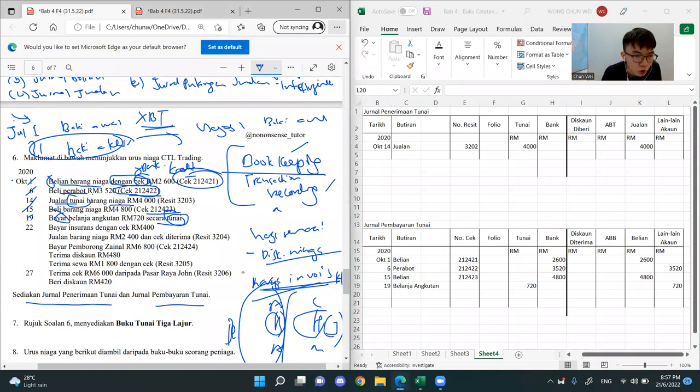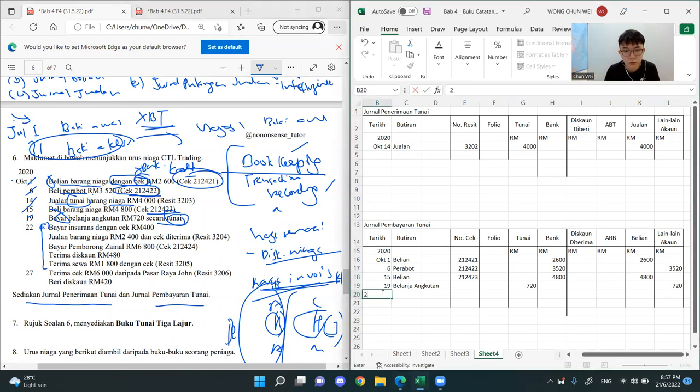Okay. In 22, there are a few urus niaga here. So we go one by one. Okay, let's look at A. So, bayar insurance dengan cek. Pembayaran tunai lah, right? Dengan cek. Okay, so 22. So, you bayar apa? Bayar insurance. So, here you write insurance. Okay, dengan cek. So, bank, 400 ringgit.